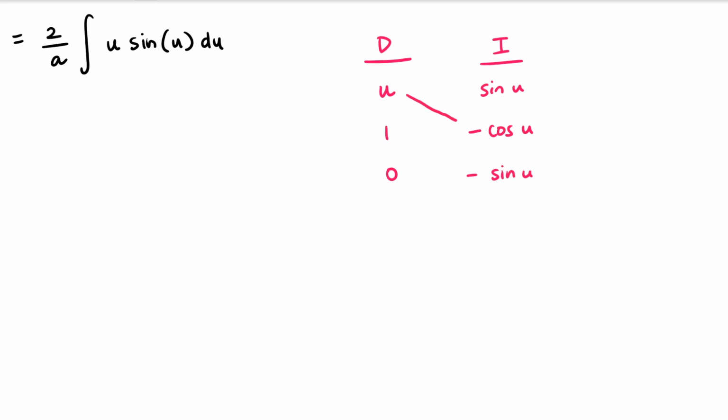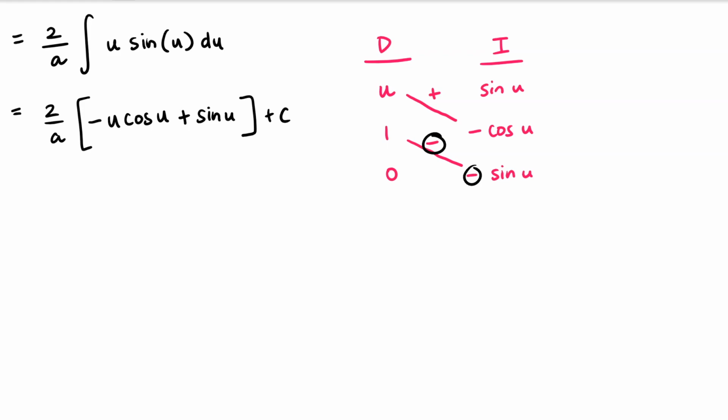And then I want to connect these across diagonally, and I'm going to put a plus sign and a minus sign here. So coming back to our integral, we have 2 over a times, if I multiply across the diagonals, positive u times negative cosine of u. That's going to be negative u cosine of u. And then here what's going to happen is these negatives will end up multiplying to become positive, so I'm going to put plus sine of u and then plus our constant of integration.